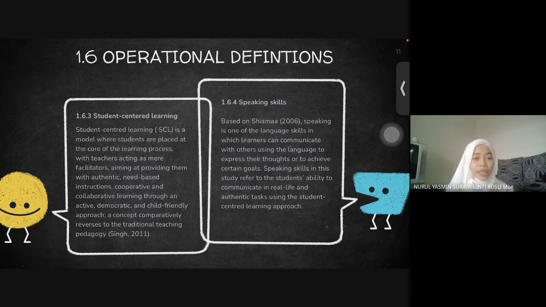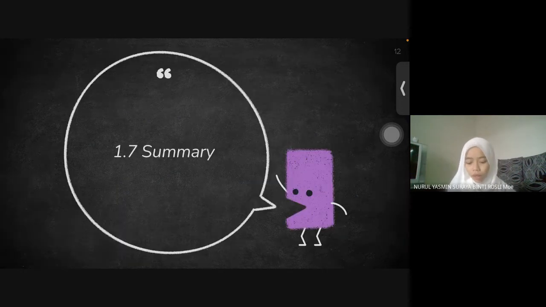And then the last one is speaking skills, which is based on Shyama 2006. Speaking is one of the language skills in which learners can communicate with others using the language to express their thoughts and to achieve certain goals. And speaking skills in this study refer to the student's ability to communicate in real life and authentic tasks using the student-centered learning approach using the targeted language. All right. So that's the end of chapter one.